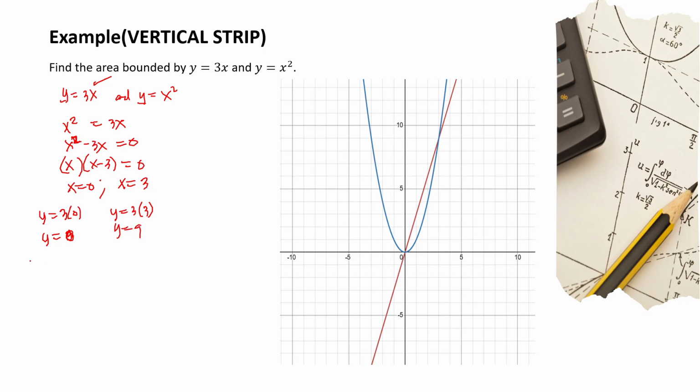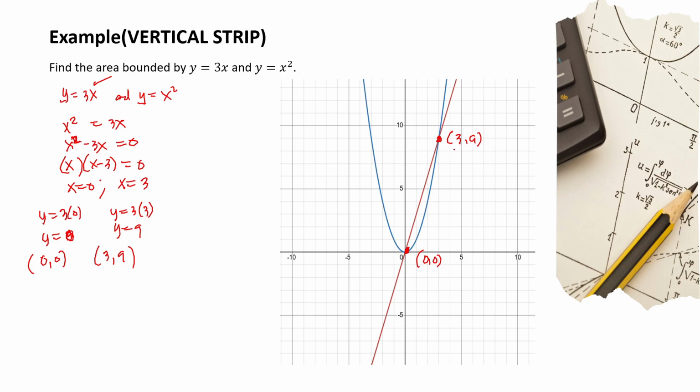Therefore, our intersections are (0, 0) and (3, 9). So we have the graph here. The point (0, 0) is very important to graph, and also (3, 9). So we now have (0, 0) and (3, 9).